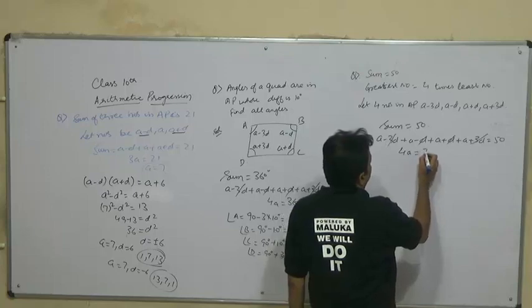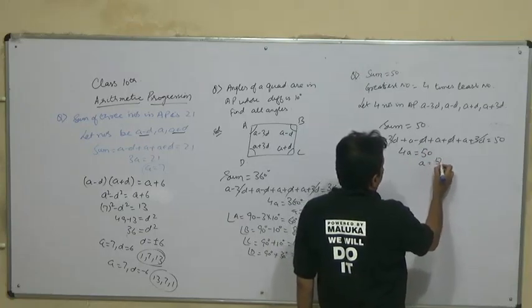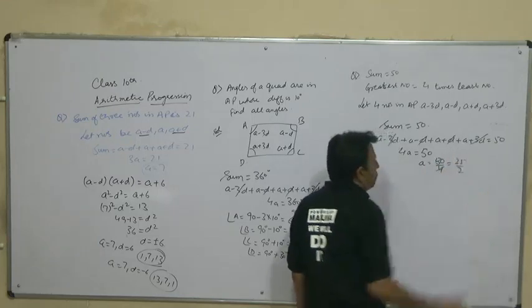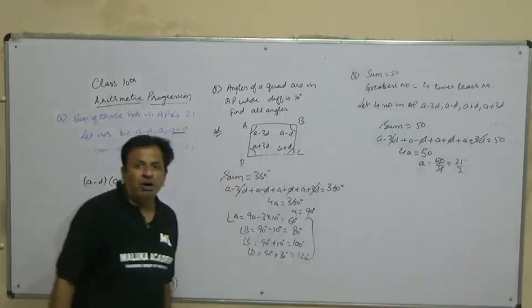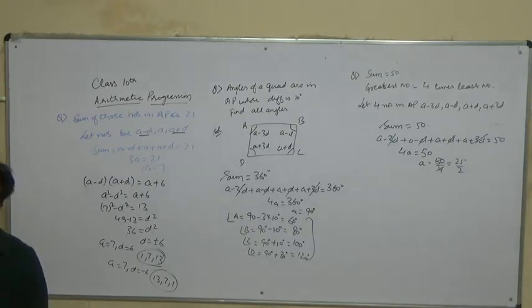4a is equal to 50, and a is equal to 50 by 4, or we can say this is 25 by 2. Value of a is 25 by 2, but this is not our number. Our number is either a minus 3d, a plus 3d, a minus d, or a plus d.